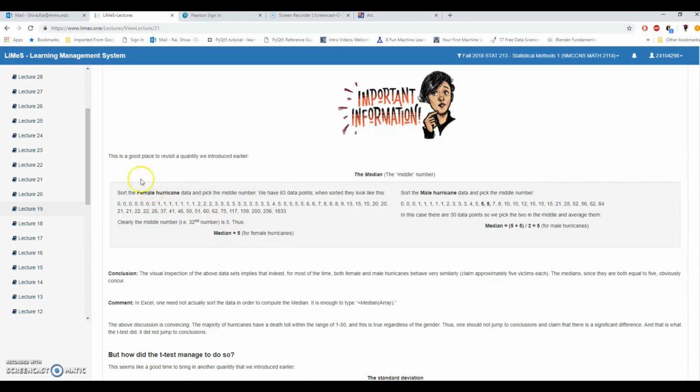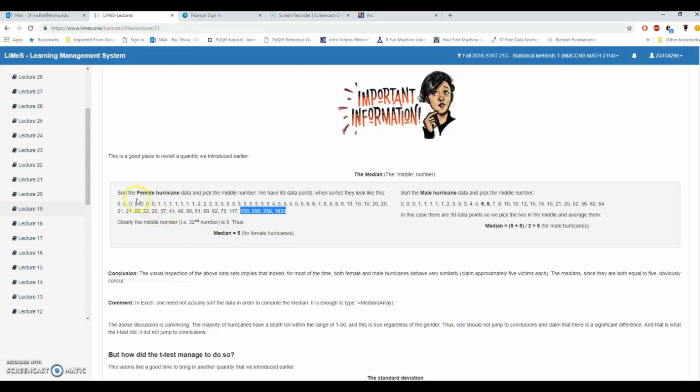Let's go for the rest. This is a good place to revisit a quantity we introduced earlier: the median, the middle number. Why are we discussing the median? Because the median is not affected by outliers, and we saw in a previous example that there were lots of outliers just like these ones. So we need to make sure that this doesn't mess up our calculation.